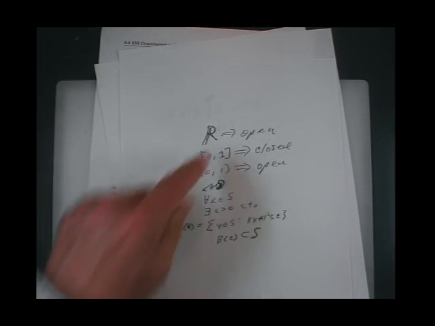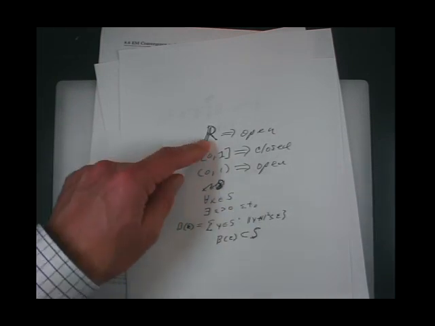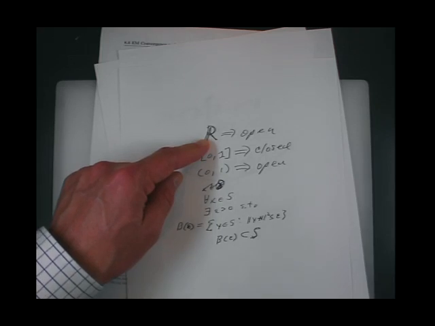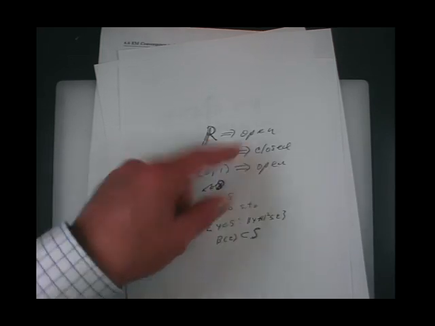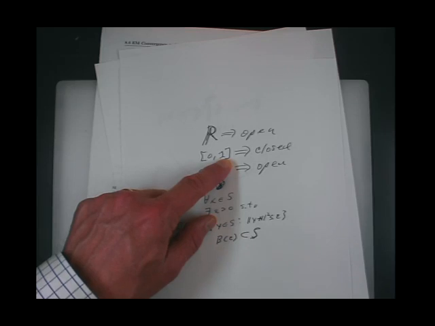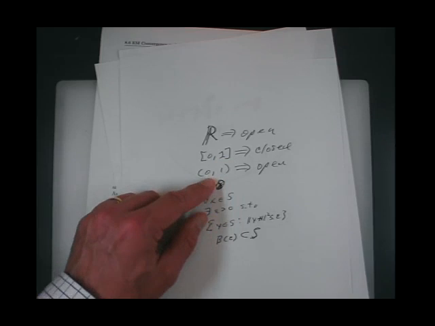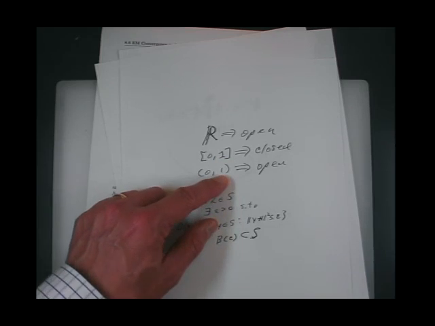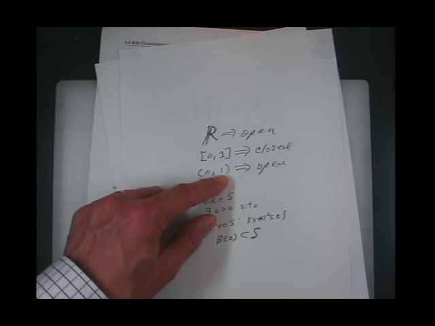So the real line is open because if I take any point, I can take the interval plus or minus 1 around that point, and it's in the set. But this closed interval is not an open set because if I take the point 1, then any epsilon ball, no matter how small, is not contained in the set. But if I take the open interval from 0 to 1, if I take any point in the set, an epsilon ball around it will be contained in the set. Okay?